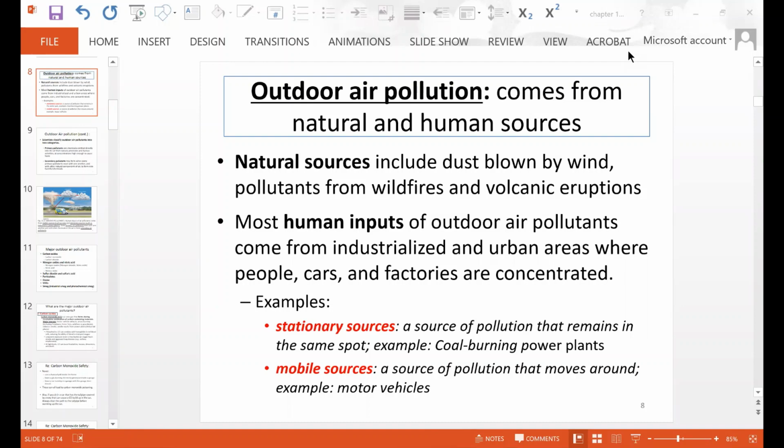There are two categories of outdoor air pollution sources. We have stationary sources. That is a source of pollution that remains in the same spot. For example, a coal burning power plant. And a mobile source, which is a source of pollution that moves around. For example, motor vehicles.